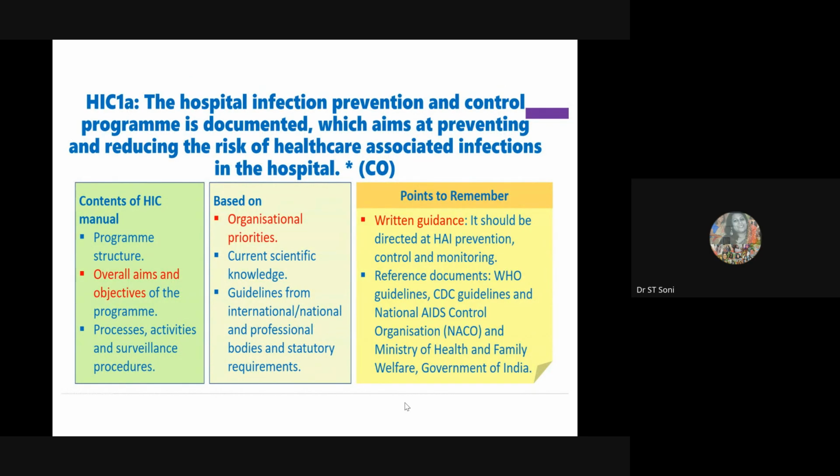So how shall we design an infection prevention and control program? First and foremost, we need to document it. We need to document the entire infection prevention and control program in view of reducing healthcare associated infection in the hospital. This can be done by designing the program in a structured way with the aims and objectives, processes and activities, and surveillance procedures. It should be based on the priority of the hospital. It should also be based on national and international guidelines, statutory guidelines, and scientific knowledge.